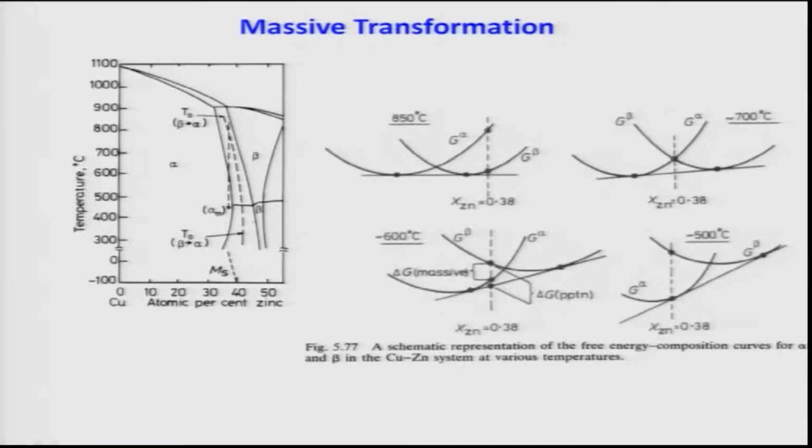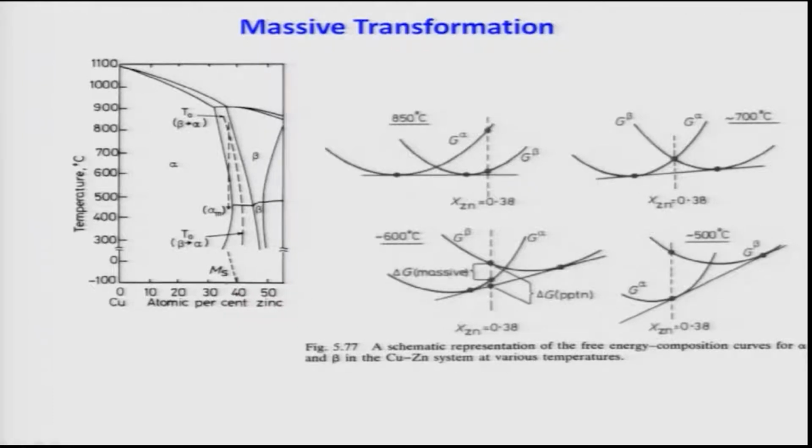T0, which is the temperature corresponding to the same Gibbs free energy values of beta and alpha, is shown. Along with that, the martensitic start transformation temperature is also shown. You can clearly see this is Ms.